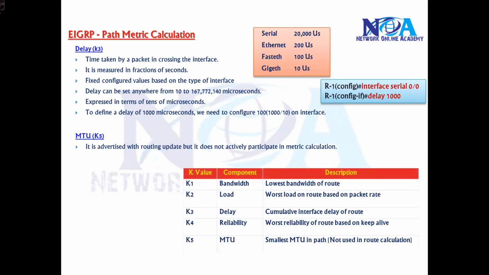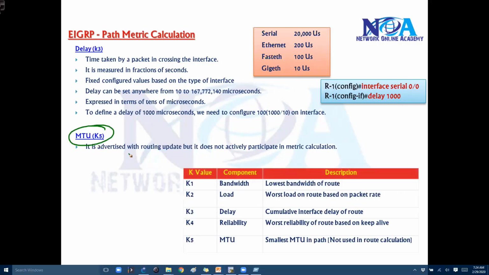And finally, there is something called MTU. MTU stands for maximum transmission unit. It's a kind of maximum size of the packet. By default, it is going to advertise this MTU information as well in the routing updates. We call it K5, and by default it is disabled. So MTU is also not considered in the metric calculations.